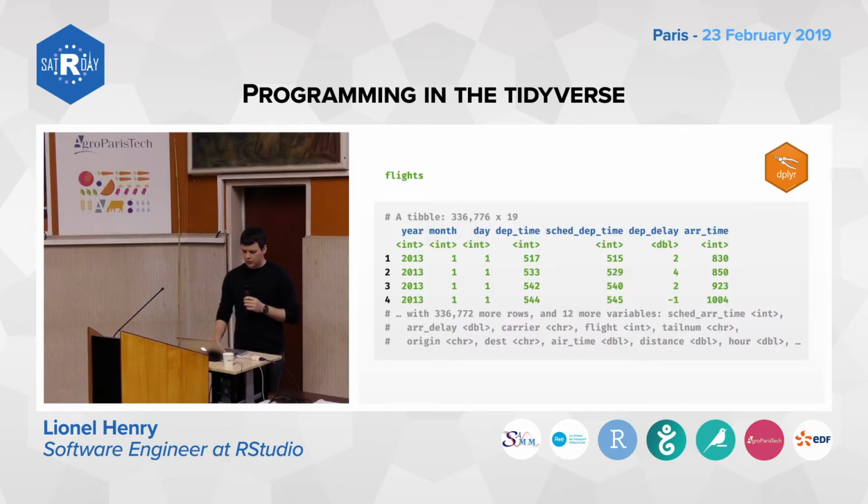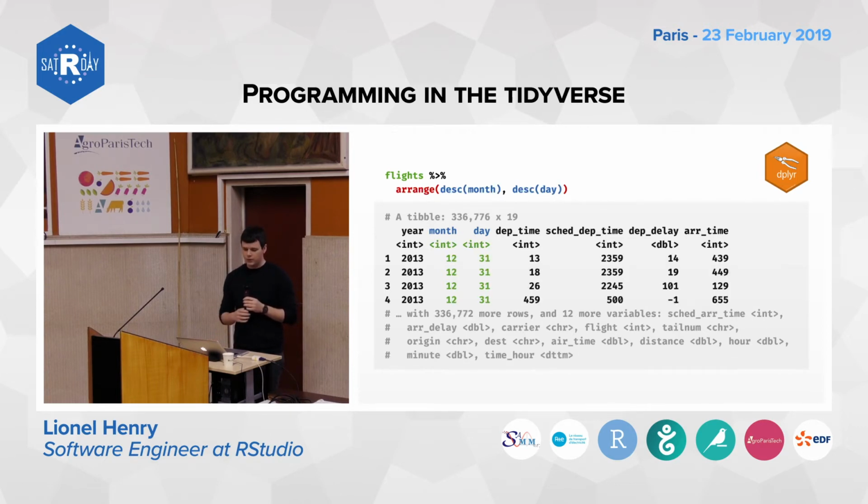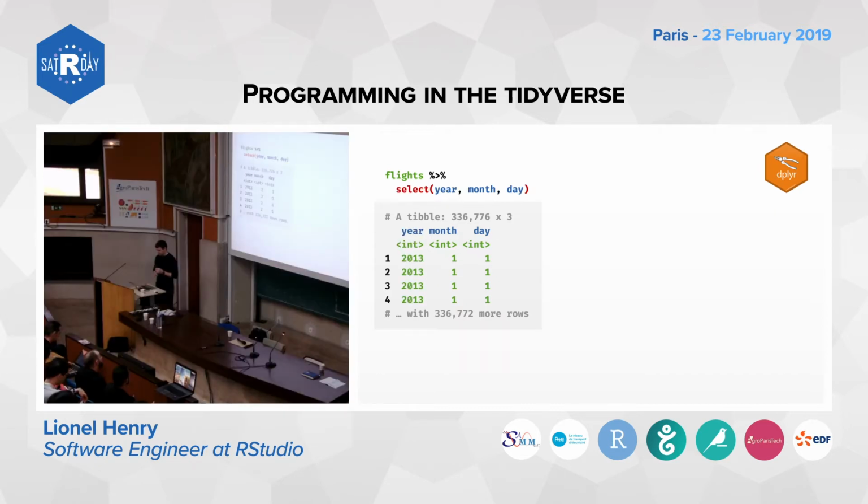And so, for example, if we have a data frame here, we can filter some observations from it to take specific months and days here. We can rearrange it by descending month or day order. We can select the first 3 columns, which we can also write like this, because you can have a range with the colon operator.